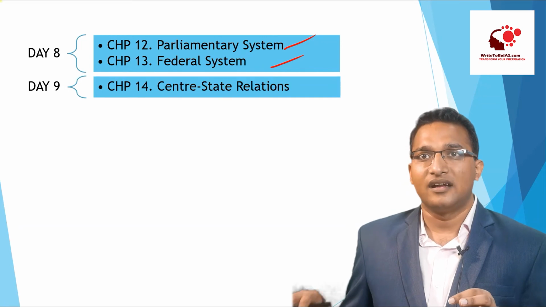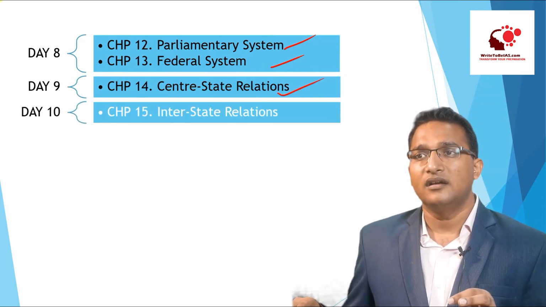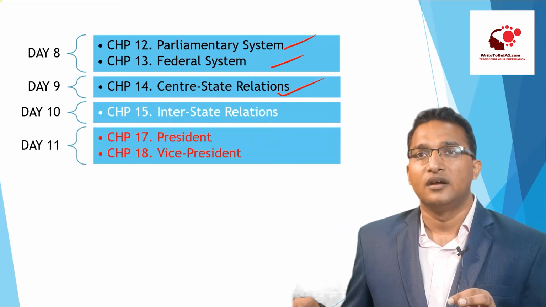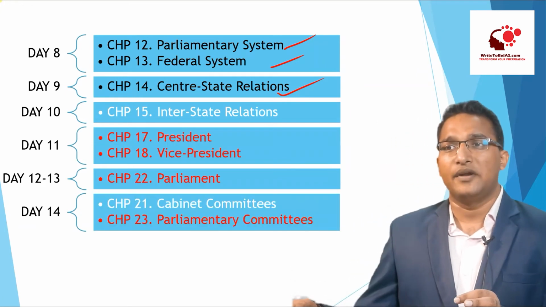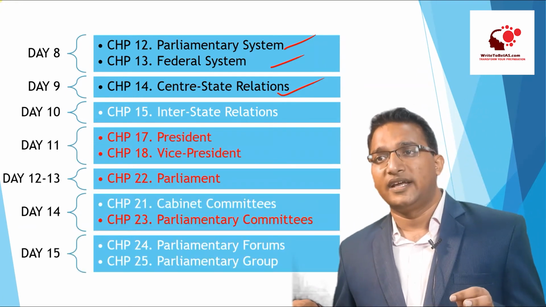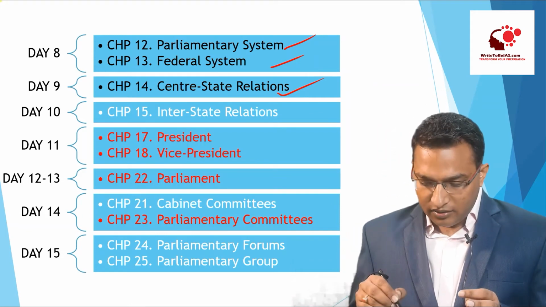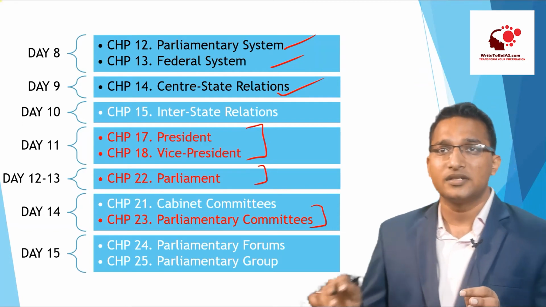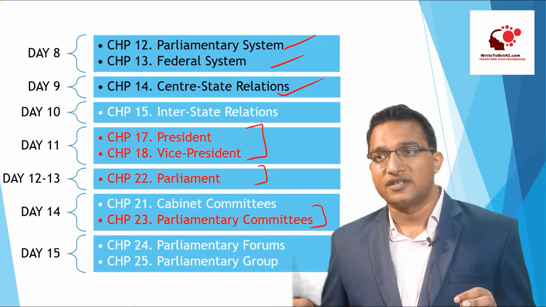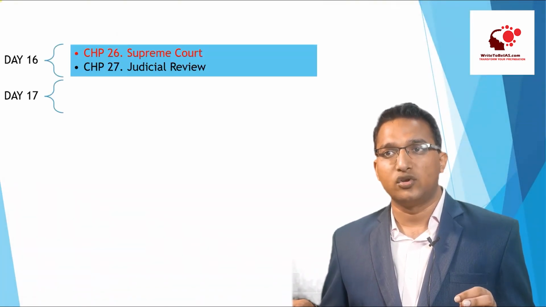Day 9, central state relations. Again, it is important for the mains. Day 10, interstate relations, then president and vice president, then parliament, then cabinet committees and the parliamentary committees, then parliamentary forums and the parliamentary groups. Here, president, vice president, parliament and the parliamentary committees are important for the prelims, and the ones in black font are important for the mains. Day 16, Supreme Court and judicial review.